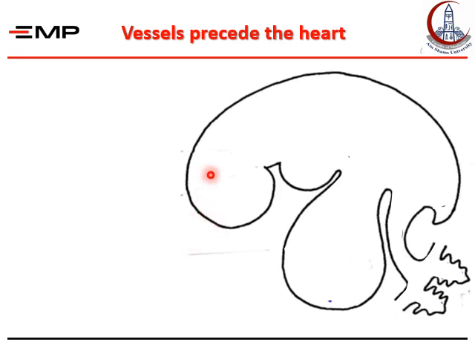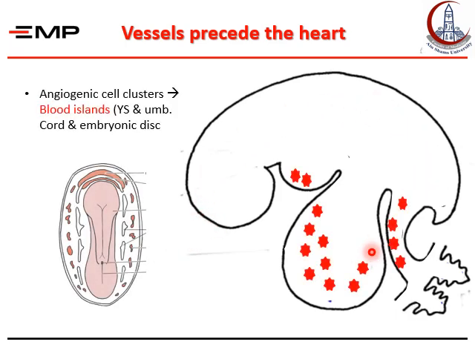This is a picture of the embryo after folding. The first thing to appear are red spots outside of the embryo and inside the embryonic disc. These are made of angiogenic cell clusters, which are called blood islands. They appear in the yolk sac and in the umbilical cord and inside the embryonic disc.